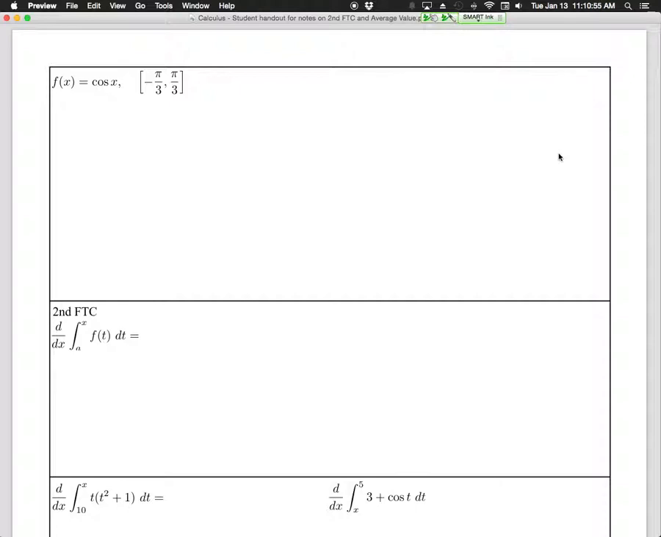Alright, so what do we need to find first? Average y value. Average y value, and how do I do that? Integrate and divide. So integrate from negative pi over 3 to pi over 3 of cosine of x dx, and divide by pi over 3 minus negative pi over 3.